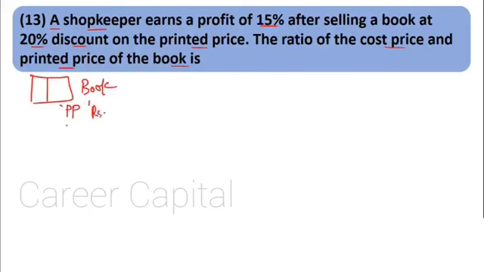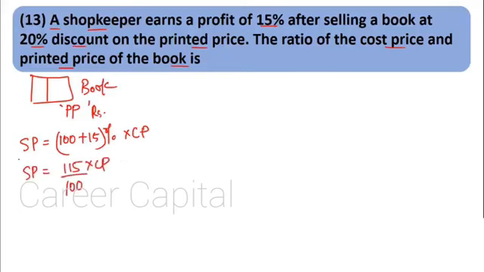Now the shopkeeper earns a profit of 15%. What formulas have we seen? What is the selling price if the person is earning a profit of 15%? 100 plus profit percent, that is 15, into cost price. Selling price is 115 upon 100 times the cost price, right?